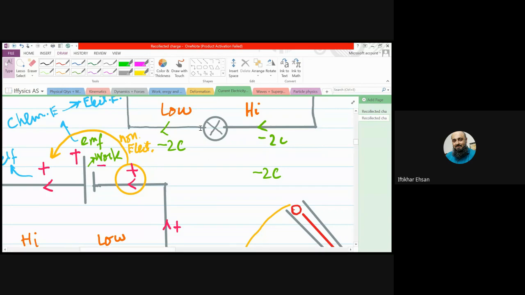Similarly, when the charges enter an appliance, they have a higher amount of energy as compared to when they leave, then their energy is lowered. This difference in energy of charge is called potential difference. And this is the energy which is consumed by this appliance, right?